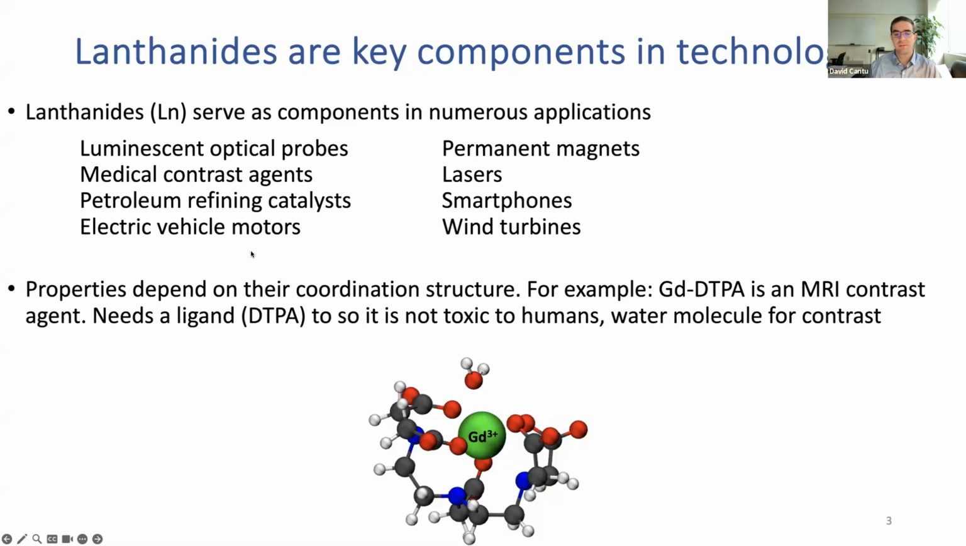So for example, a very well-known case is gadolinium DTPA. It's an MRI contrast agent. You need the ligand DTPA to bind the gadolinium strongly so that the gadolinium ion does not become unbound. You need the ligand to be water soluble, and then you also need at least one water molecule to be coordinated for it to have the MRI contrast.